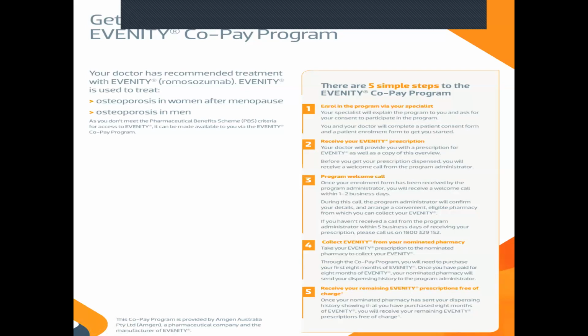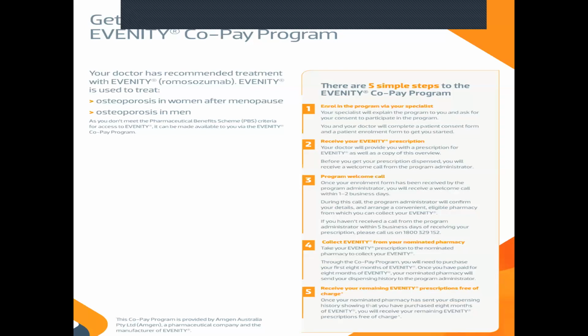So there will be a program coordinator who calls them first. On average, they might end up spending about $2,000 a year versus $3,000 to $4,000 if they were funding it on their own. So this is an option. It's still an expensive option, but there are still some options for patients.